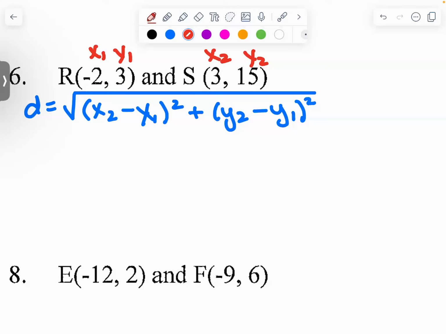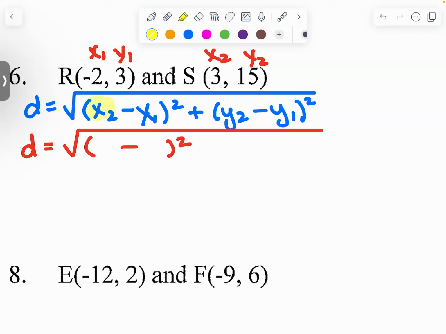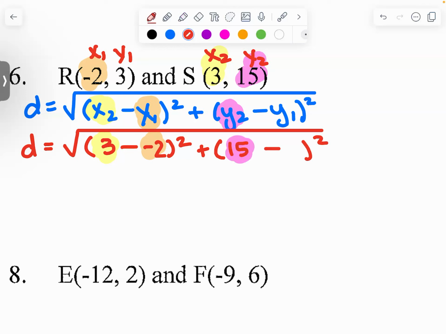Okay, so now what we're going to do, which number is x2? 3. Good. So that's going to go here. Which number is x1? Okay, so that needs to go here. Which number is y2? 15. Okay, so we're going to write 15 right here. And y1 is the only number we haven't used, which is 3.